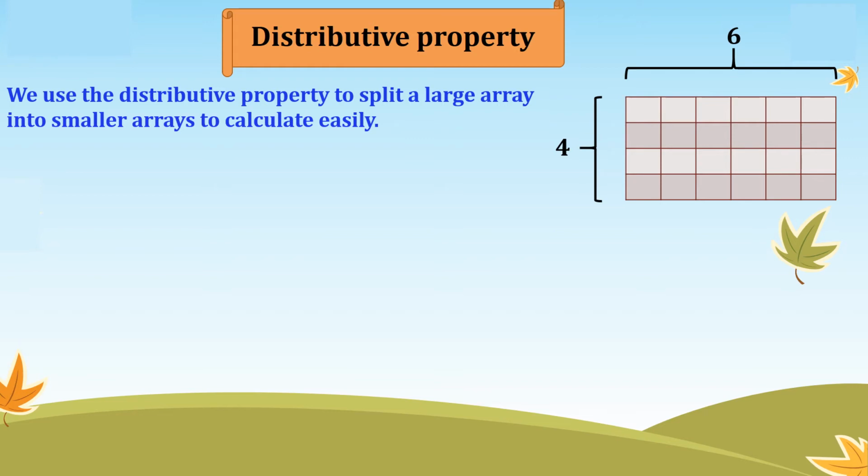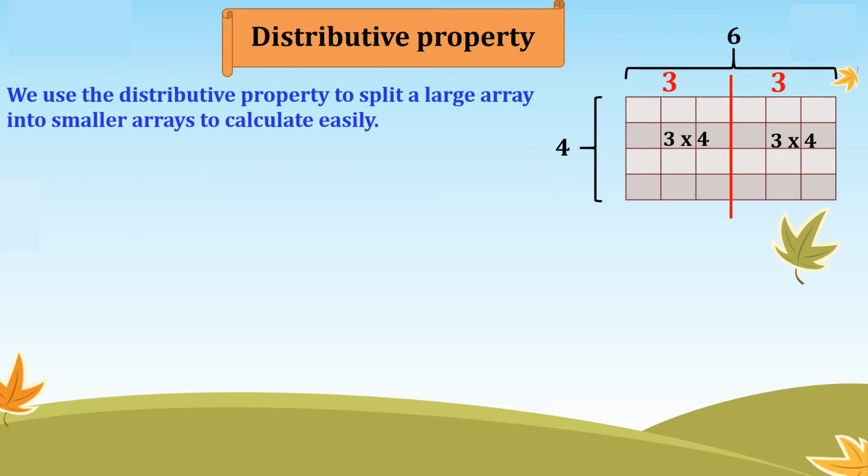If we want to use distributive property, we will cut it or split it into two smaller arrays like this. The first array will contain what? The 4 rows will not change. We have 4 rows, but the columns change. The columns here are 3 and the columns here are 3. So the first array is 3 times 4 or 4 times 3. And the next one will be the same, 3 times 4.